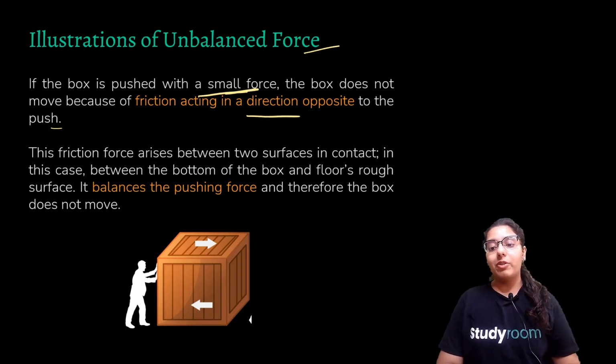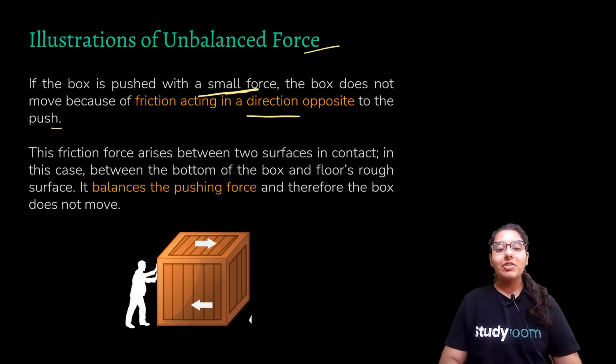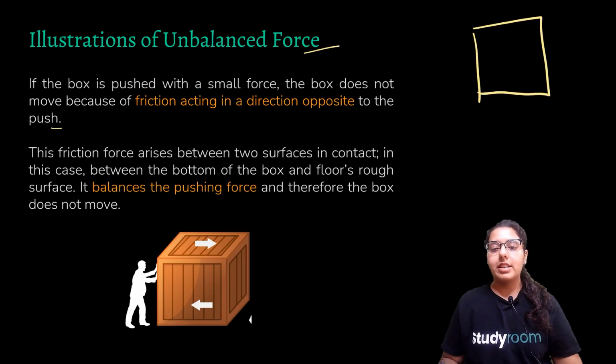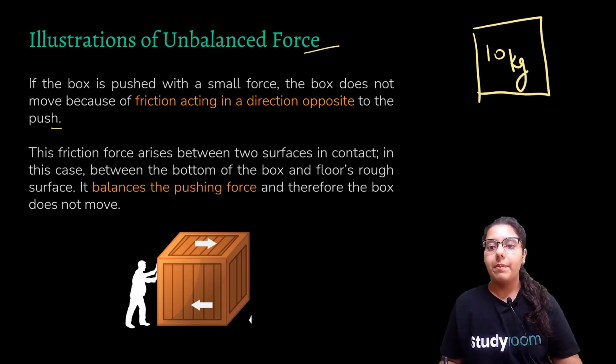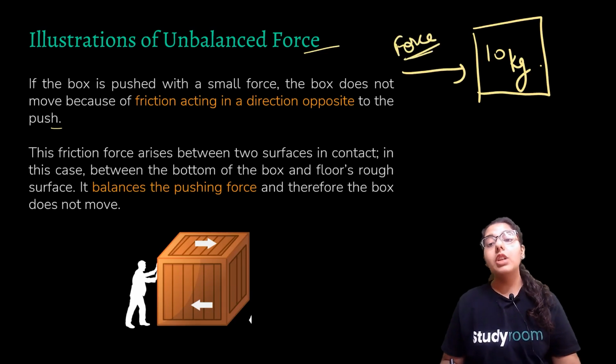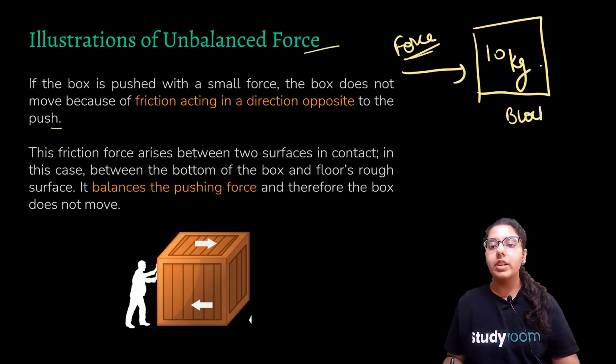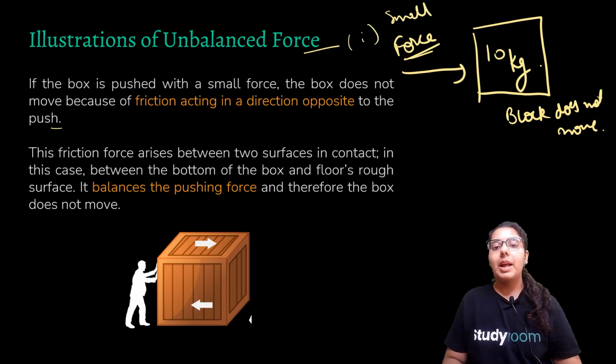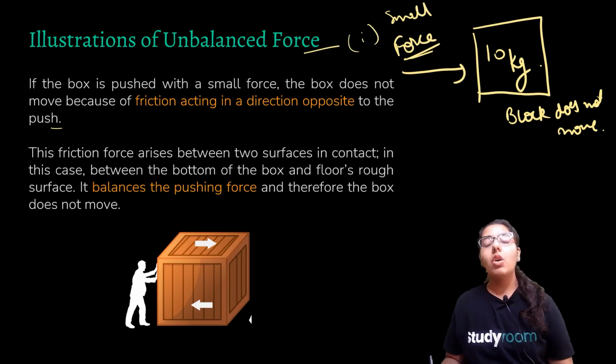To resist your force. Okay, so there is always one force which is acting in the opposite direction. So if the box, I'll give you this example. There is this box, let's say it's a box of 10 kg. You're applying force, doing a lot of hard work, and you see that the block is not moving. The block does not move because you applied a very small force. Firstly, you applied a very small force, and you see that the block does not move.